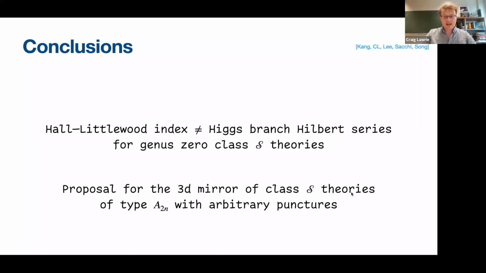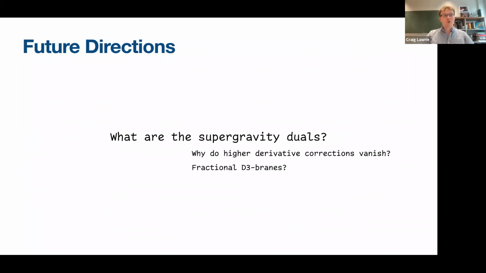I think I actually didn't tell you the 3D mirror of the D4 hat SU(2N+1) theories in general. It's very simple. I could have just drawn it here. Okay, so let me just tell you very briefly some future directions.